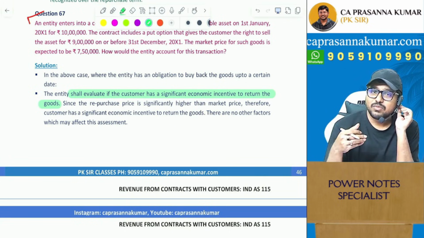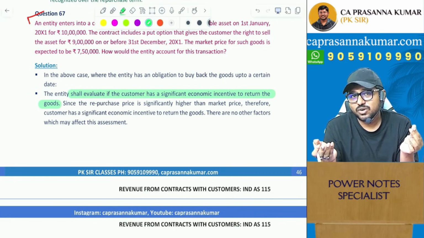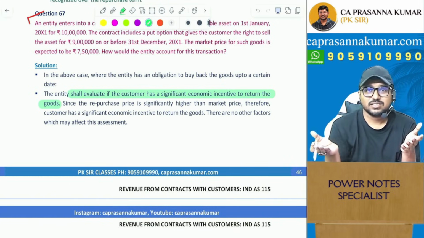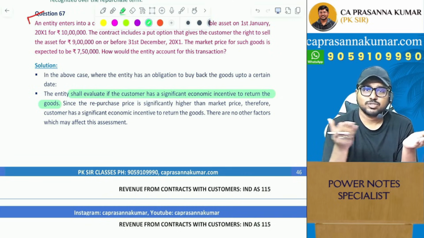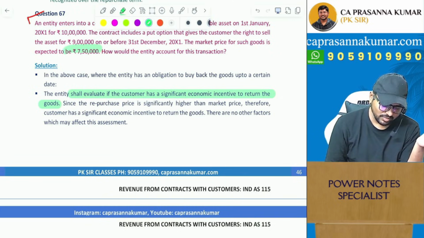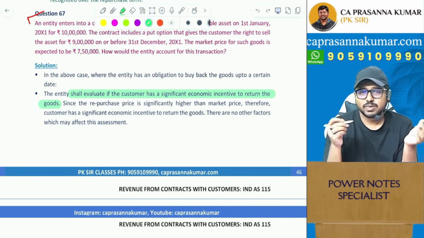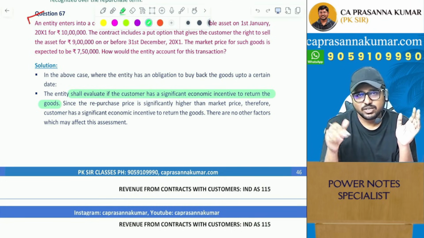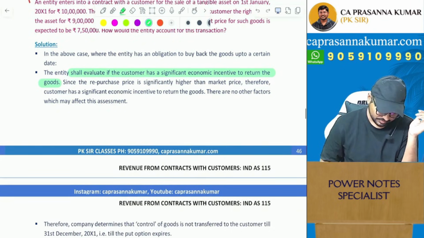So evaluating whether your customer has got economic incentive or not is nothing but thinking whether the option is exercisable or not. If it is exercisable, then your treatment will be either a financing arrangement or a lease arrangement, as the case may be. In this case, it will be a lease arrangement, because the repurchase price is less. If he is not going to return, then it will be sales with right to return. You will recognize the revenue, debit the liability.